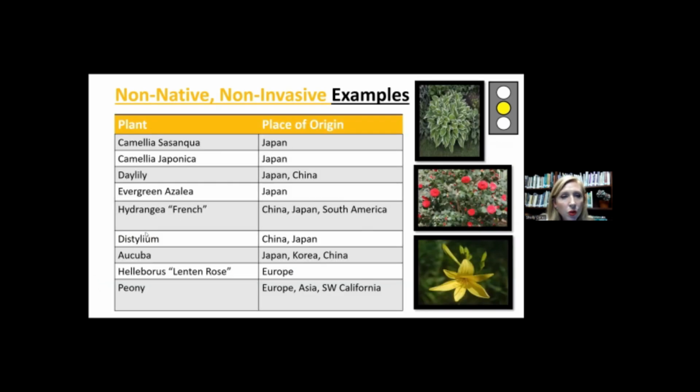So here are some examples of non-native, non-invasive plants. We've got the Camellia sasanqua from Japan, the Camellia japonica from Japan, the hellebores you saw earlier. In the right-hand picture here, we've got hostas, roses, we've got daylilies.